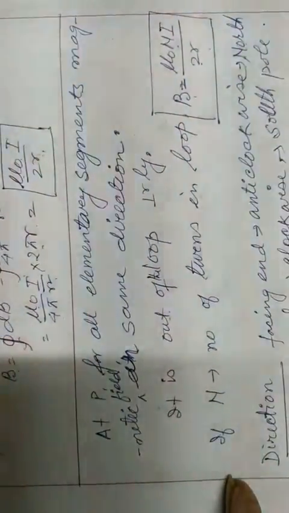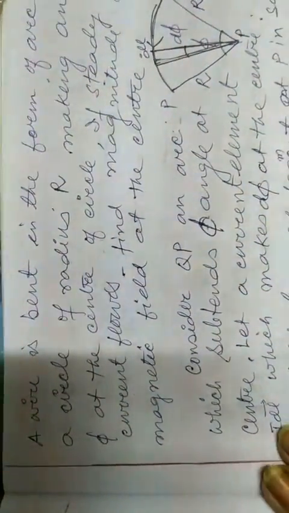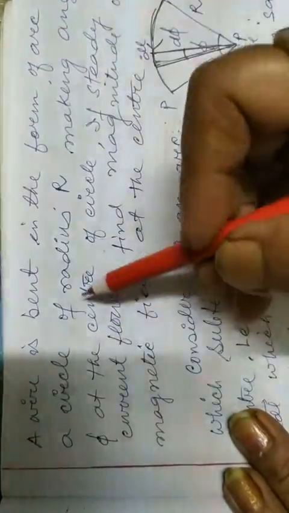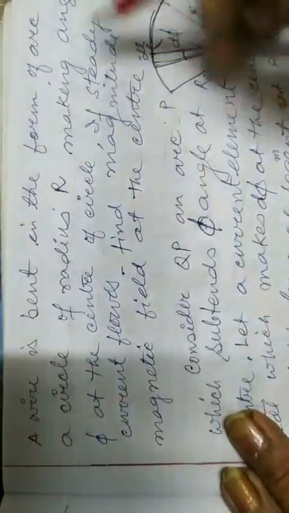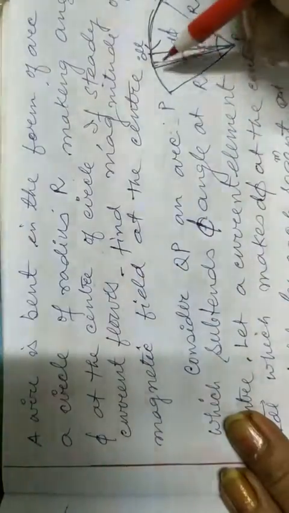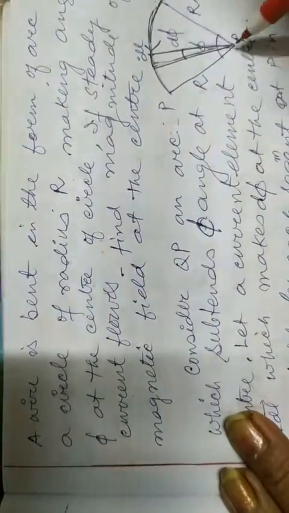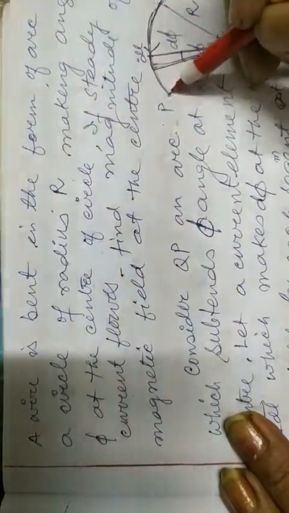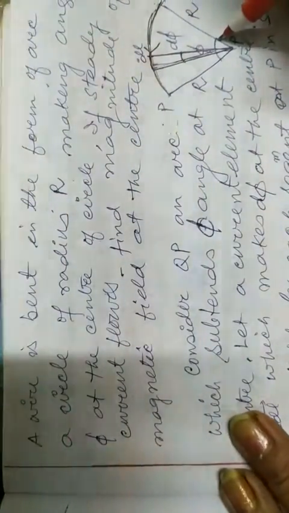Now here is another question. A wire is bent in the form of an arc of a circle of radius r, making angle phi at the center. This is one arc, and it makes angle phi at the center. For this arc, what will be the magnetic field at the center?